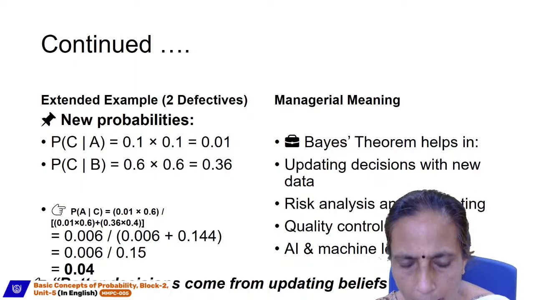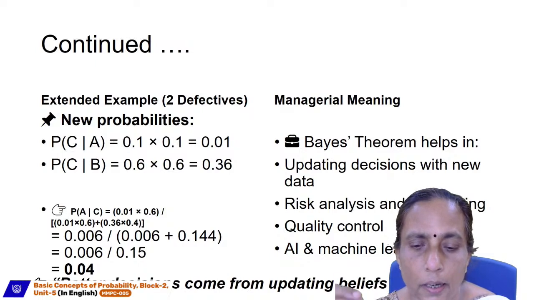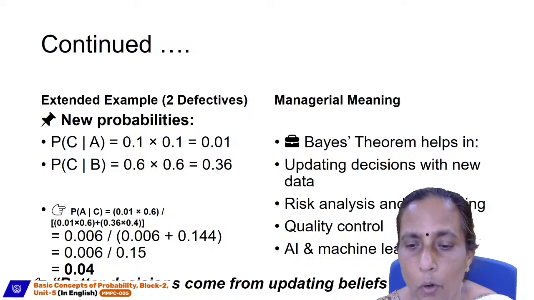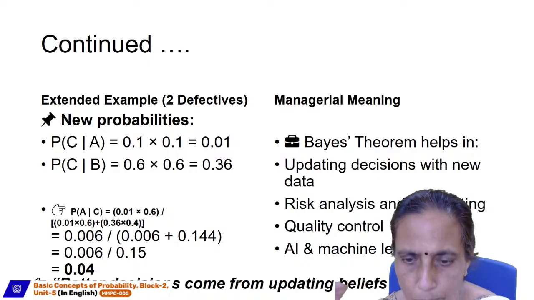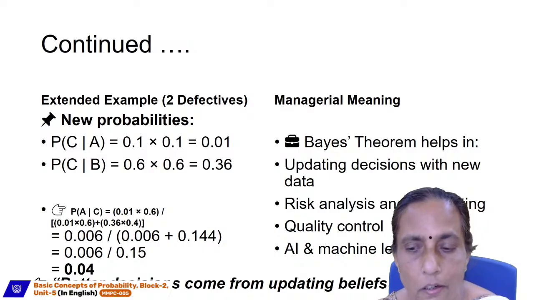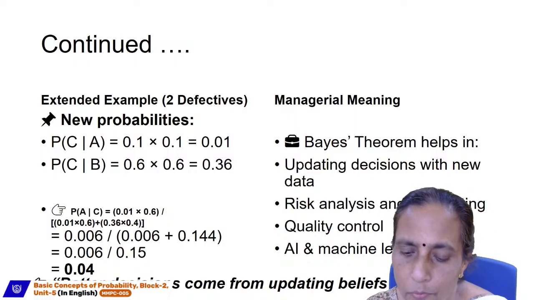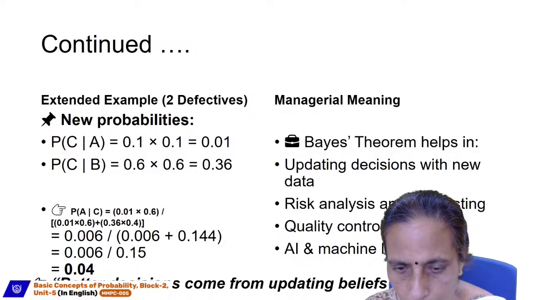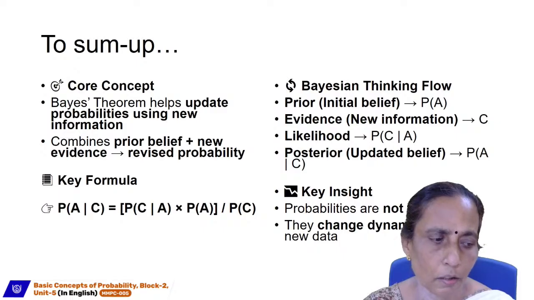So Bayes theorem helps in updating decisions with new data, and it is basically helpful in risk analysis and forecasting, quality control, and in the present day it is extensively used in artificial intelligence and machine learning. So better decisions come after updating beliefs with evidence. If we update our results with present-day information, then definitely the decisions will vary.